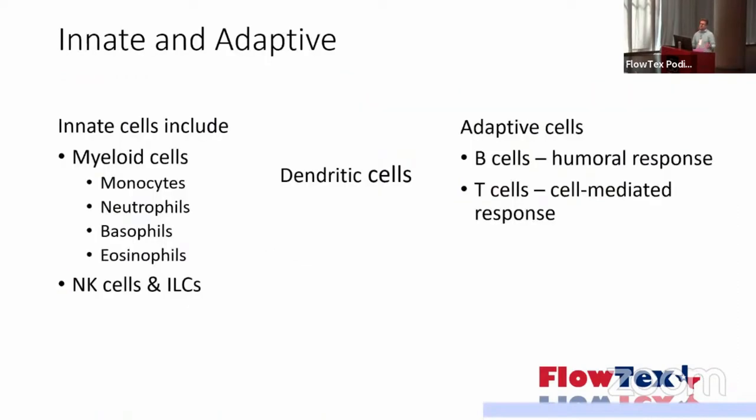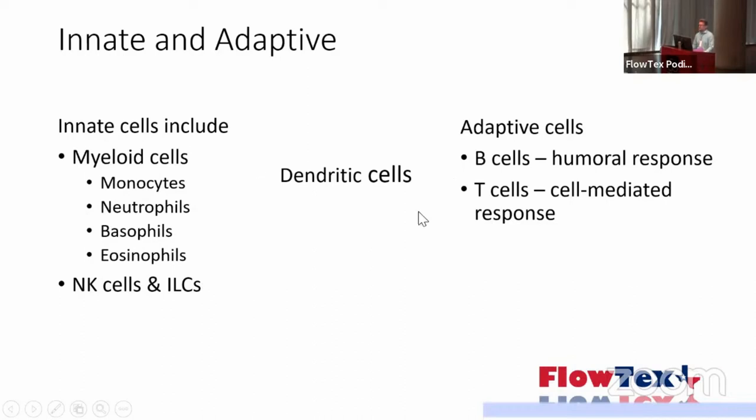So in immunology, we also talk about innate and adaptive immune responses. Innate immune responses are those that don't require too much change to happen. They just respond. There's specific signals that make it happen, but again, there's not much change that has to happen for that to occur. So innate cells can include myeloid cells, including monocytes, neutrophils, basophils, and eosinophils, a lot of the granulocytes. But also included is a few lymphocyte subsets, such as natural killer cells, NK cells, and this other subset called ILC, or innate lymphoid cell.